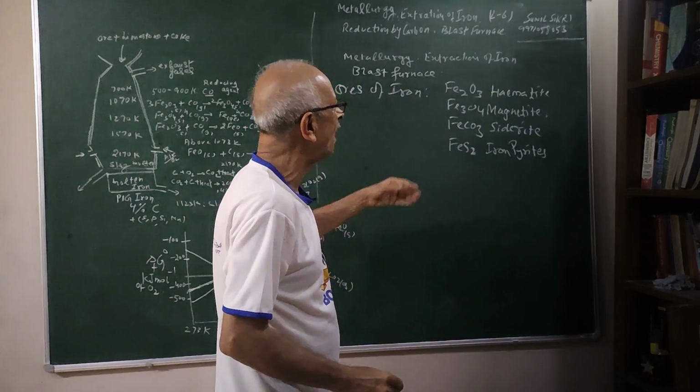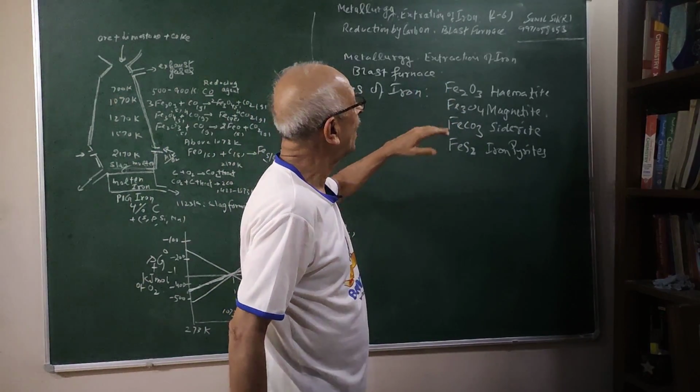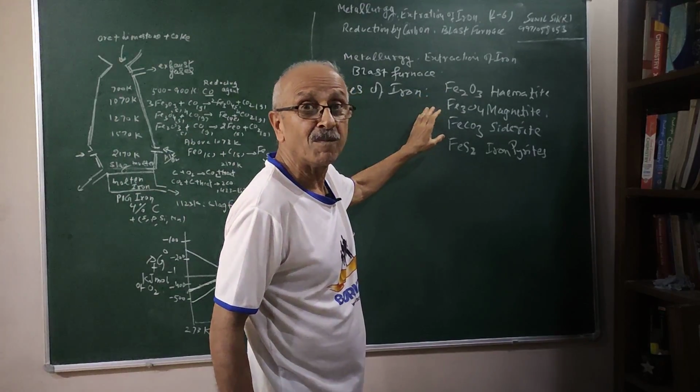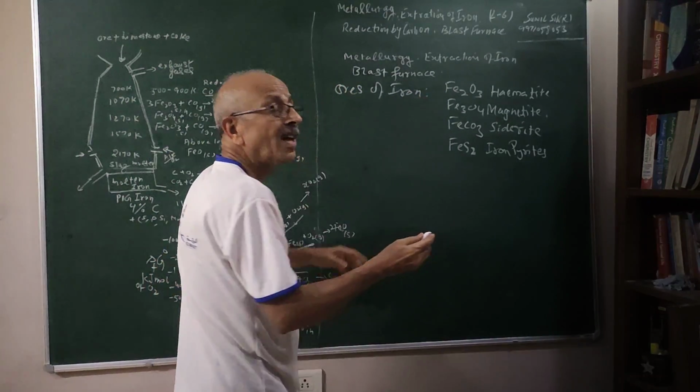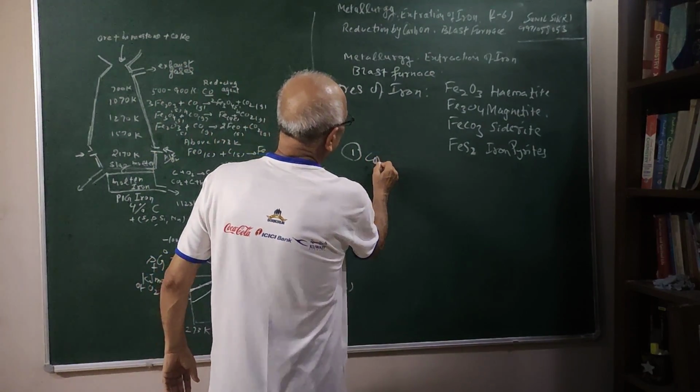So you can see that you have sulfides, you have carbonates. Most of the time we are using hematite or magnetite. These ores are very important. What we do in the metallurgy, you already know. First step is the concentration of the ores.